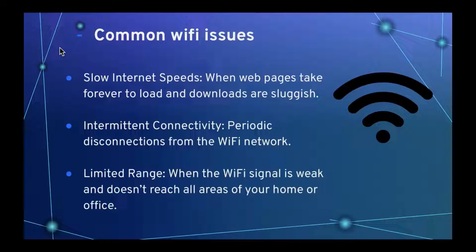So some common Wi-Fi issues. Firstly, definitely slow internet speeds. So you may be finding that web pages take forever to load, or that you're trying to download something and it's going super slowly. And sometimes they just won't even load at all, and the download may not continue. There's also the possibility of experiencing intermittent connectivity, where you are periodically disconnected from the Wi-Fi network. And lastly, limited range. So if your Wi-Fi signal is weak and doesn't reach all areas of your home or your office.